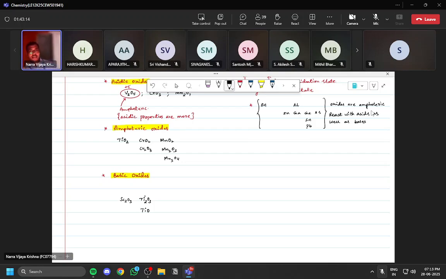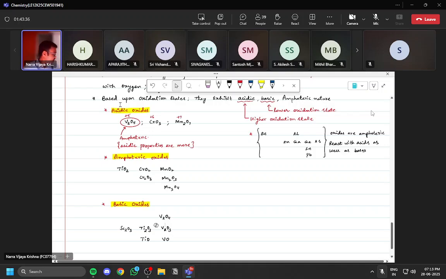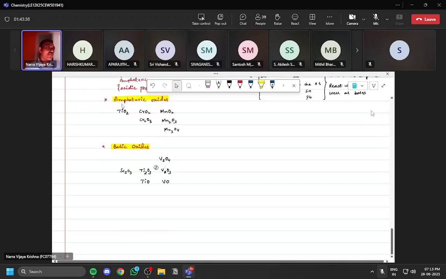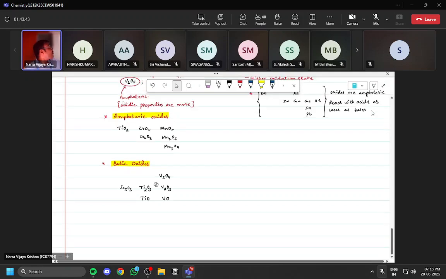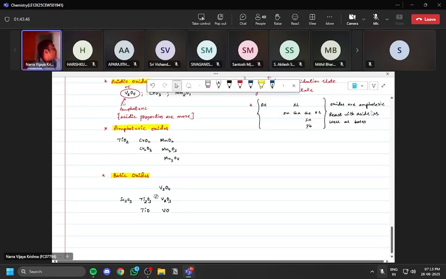Right? Next, scandium, titanium, vanadium. Vanadium, I am writing VO plus 2 state, V2O3 plus 3 state, VO2 or V2O4 plus 4 state. All are basic. I am not writing V2O5, because V2O5 is in the acidic list. Correct? V2O5: amphoteric, but acidic properties are more. So I am not writing that.